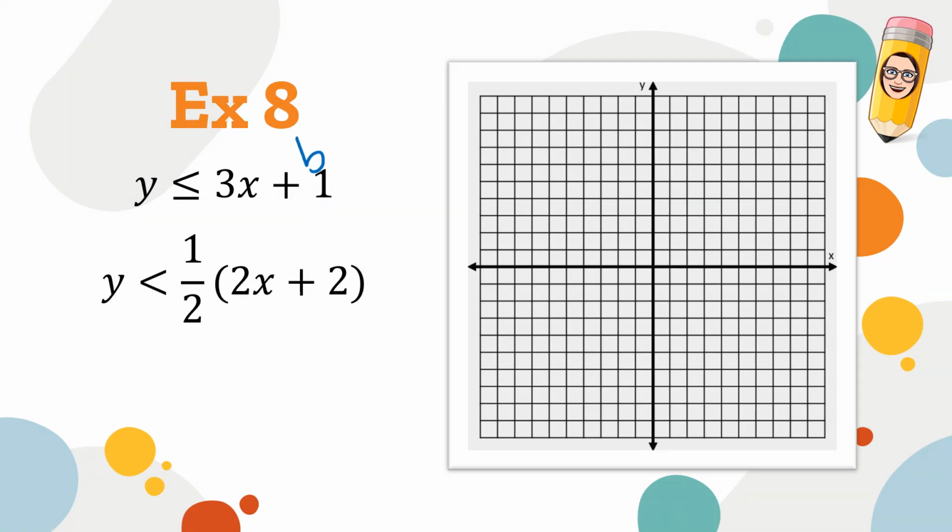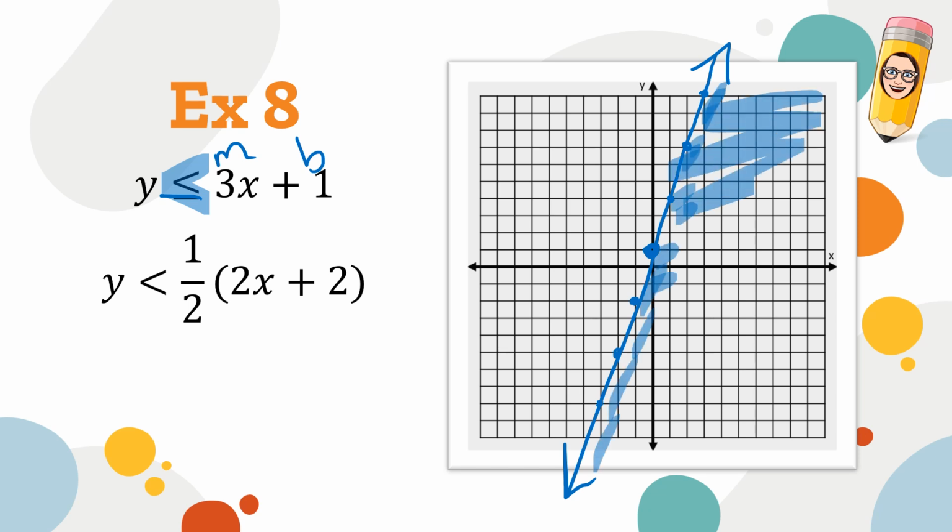Alrighty, example 8, let's begin at 1. We're going to rise 3, run 1, rise 3, run 1, rise 3, run 1, because that's our move, our slope. We want a solid line because it's got a bar, because it's less than or equal to. And we want to shade less than. Less than every dot is below every dot, which means I want to shade over here.